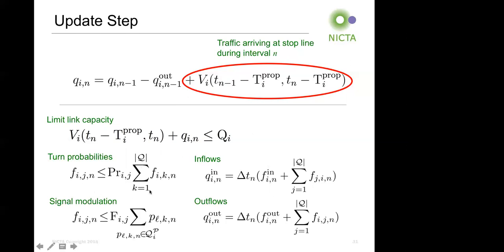And we introduce turn probabilities, as we saw earlier, so we ensure that each flow is only the proportion of the turn probability of the total flow out from the link. And we integrate over all of the flows leaving and entering the link to get the total volume coming in and out. And finally, we modulate the flow leaving the link by the binary variable that represents the state of the signal, red or green.